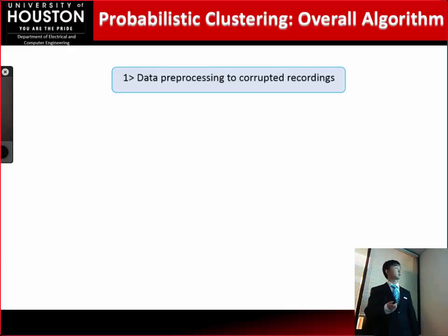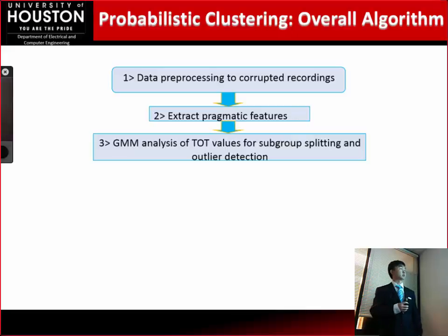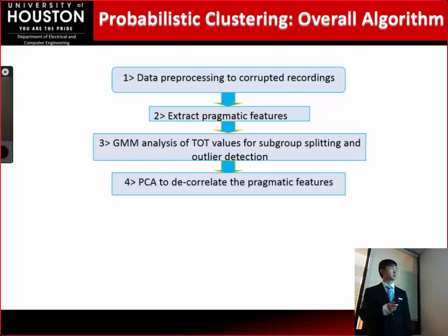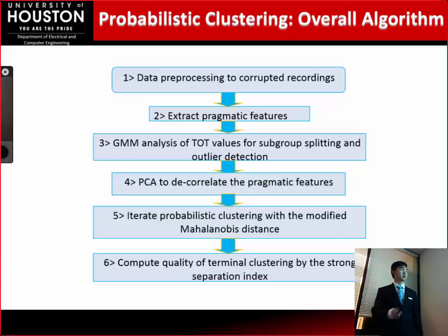And we propose the overall algorithm here. First we do data pre-processing of the corrupted recordings, and then we extract the pragmatic features. Then we use the total daily consumption to fit the Gaussian mixture model to split the user groups and to perform outlier detection at the final level. Then we perform PCA to decorrelate the pragmatic features, and then we use the iterative probabilistic clustering with a modified Mahalanobis distance. Finally, when the stopping rules are satisfied, we compute the quality of the terminal clustering by the strong separation index.